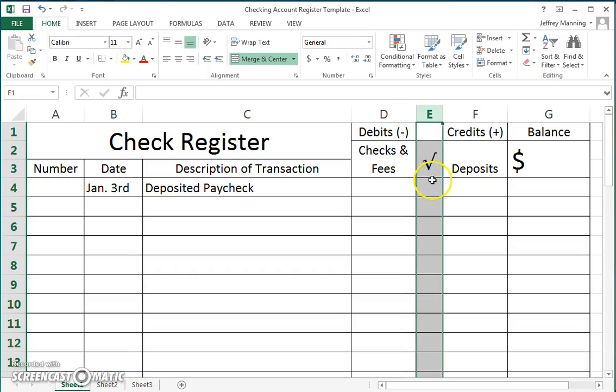This column right here with this enormous check mark, you're going to ignore for the time being. You are not going to even use this column until you get to the very end of the month and you balance your account. And that's going to be on the next video. So don't worry about it right now.